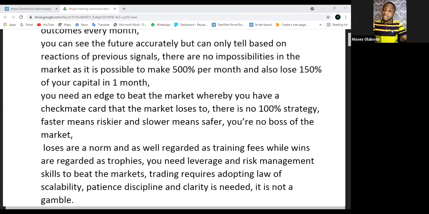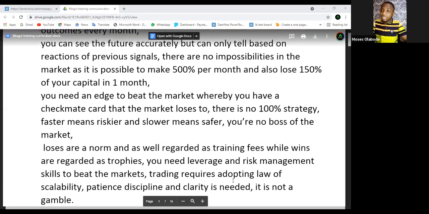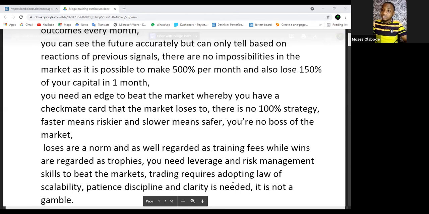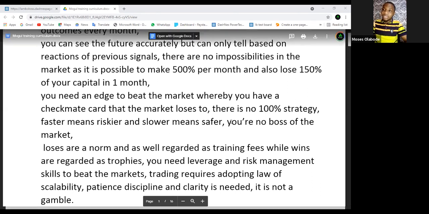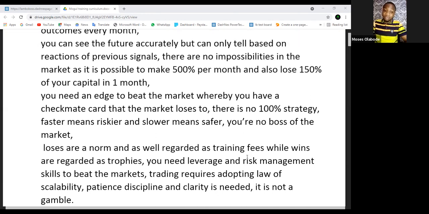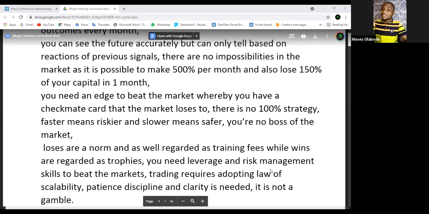There is a multi-million dollar lesson in every loss you make, and that's how you become better. You move from making stupid losses to making deserved losses in the market. Remember what I call them? Training fees. Training fees.